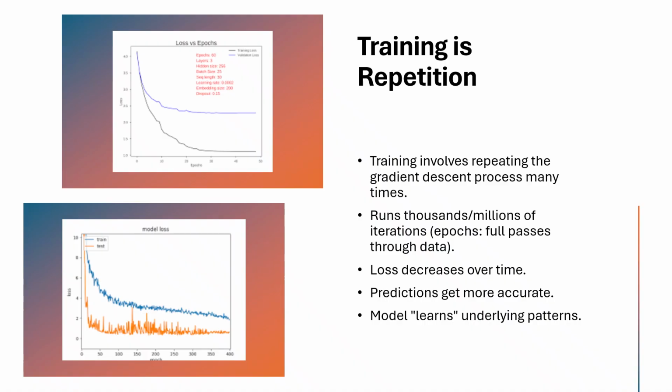Training is repetition. Training an AI model means repeating this process many times. Each full pass through the dataset is called an epoch. Models often train for thousands or even millions of iterations. Over time, the loss decreases, predictions improve, and the model starts learning meaningful patterns from the data.